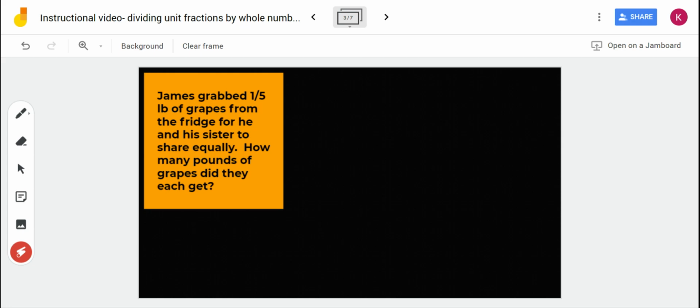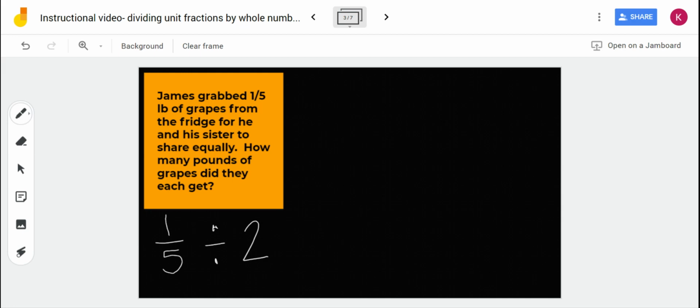So think about this. I need to write an equation first, but I always start with what I'm dividing. Am I dividing the grapes or am I dividing the people? We will never ever divide people. So I should always start in this example with the grapes. So I'm going to take 1/5 pound and divide that between 2 people. So here I have an expression to start my work with.